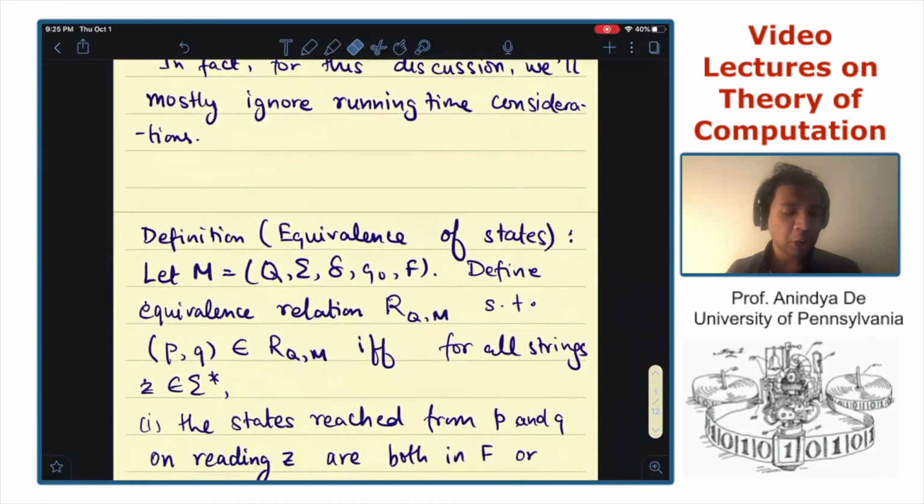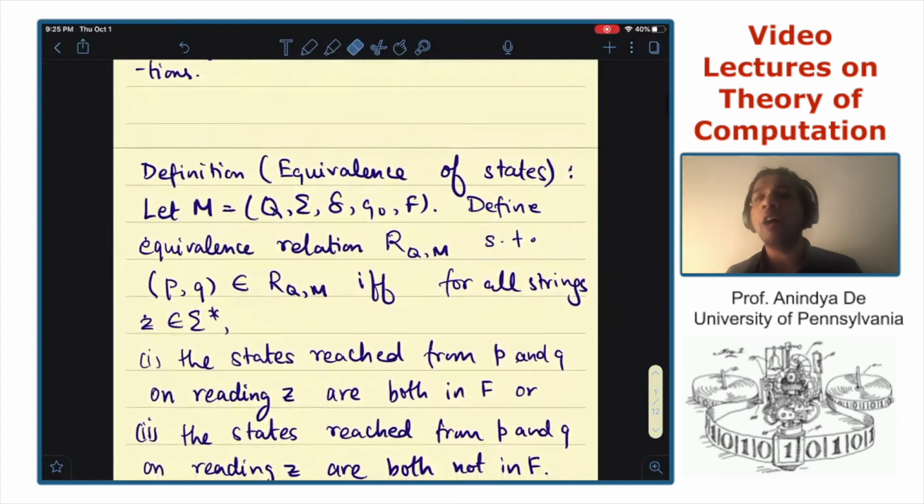Okay. Maybe unsurprisingly, given how fundamental a role equivalence relations have played in the context of the Myhill-Nerode theorem, let's discuss one more equivalence relation, which will be very useful in the context of DFA minimization. Suppose I give you a DFA M, and remember the goal is to produce another DFA M prime with the same language as that of M, but whose number of states should be the fewest among all the DFAs computing L of M.